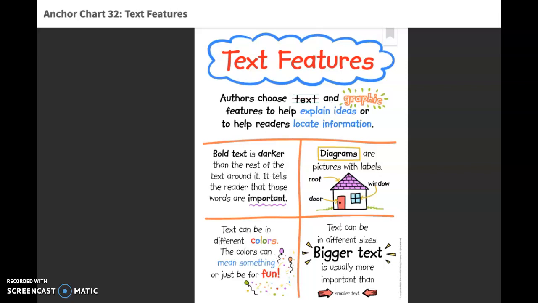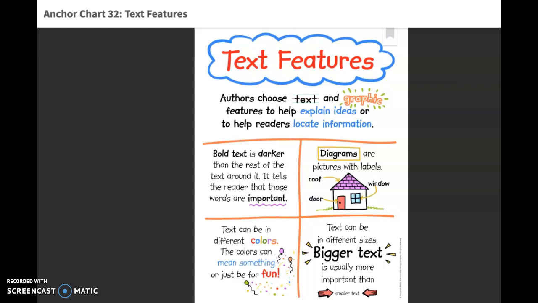Hi students, today we're going to be discussing text features. On the screen, you're going to see an anchor chart titled Text Features. Please pay attention to the following when you read the story that follows this video.